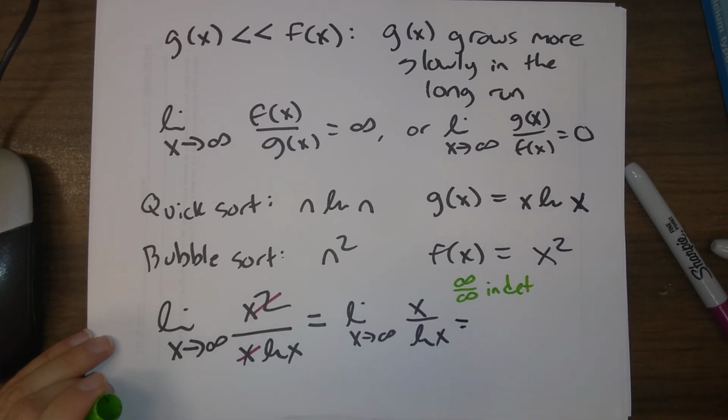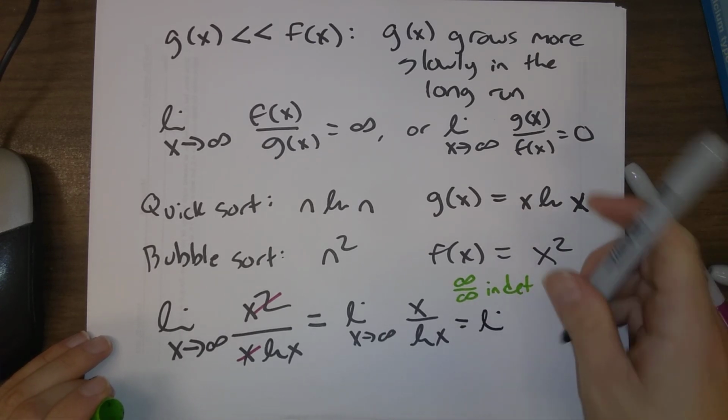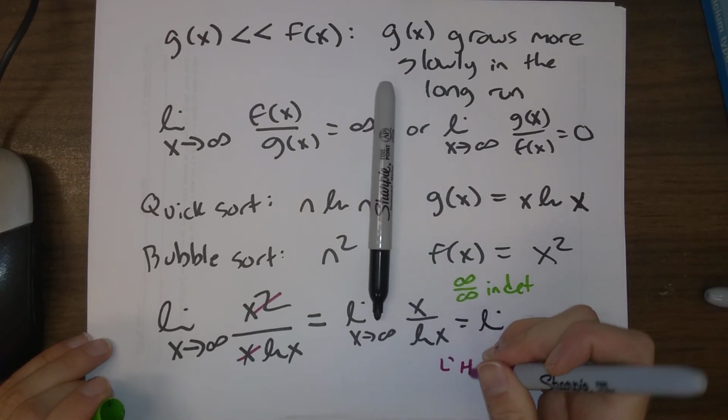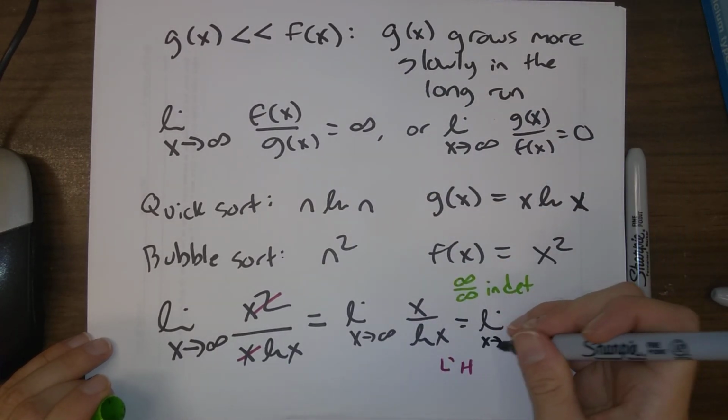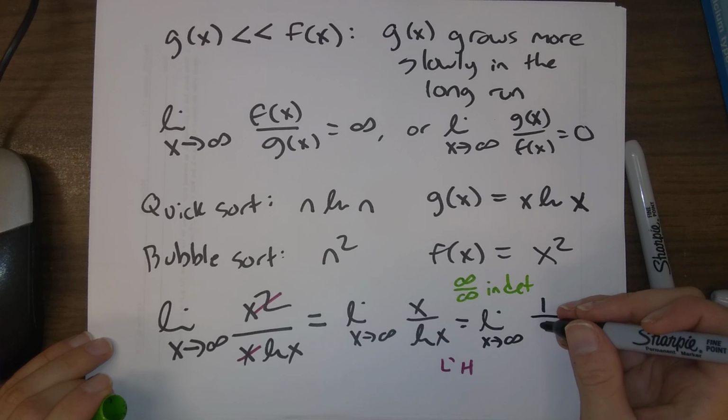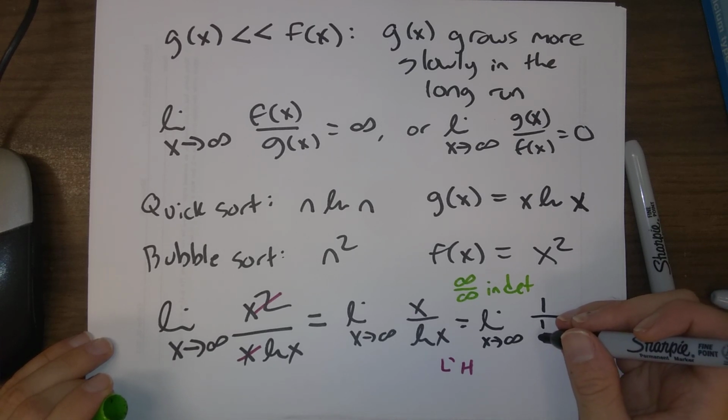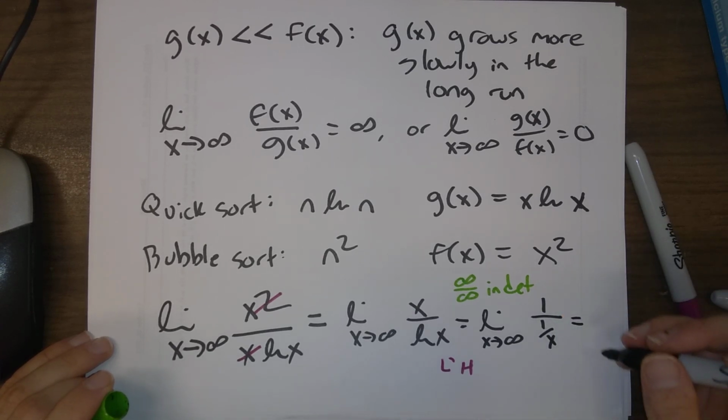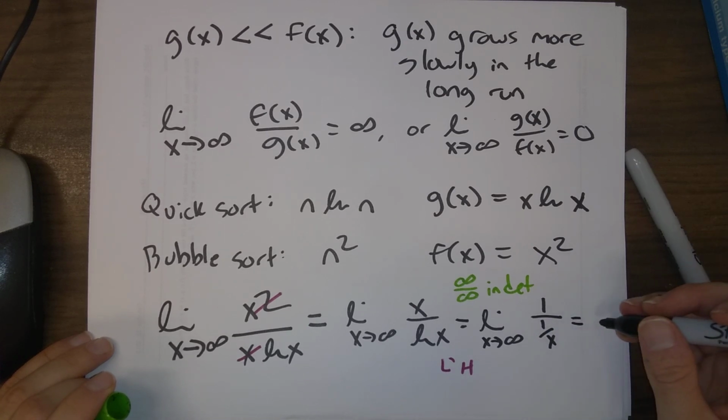And so we can use L'Hopital's rule here. So let's say here we're using L'Hopital's rule. The derivative of x is 1. The derivative of natural log x is 1 over x. And so that swings upstairs.